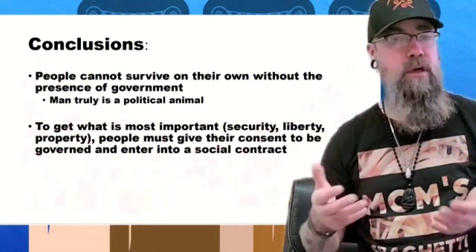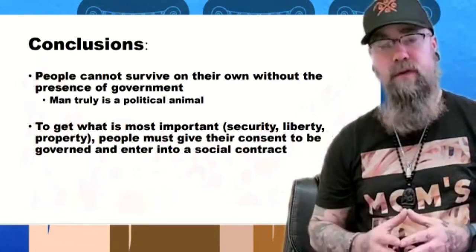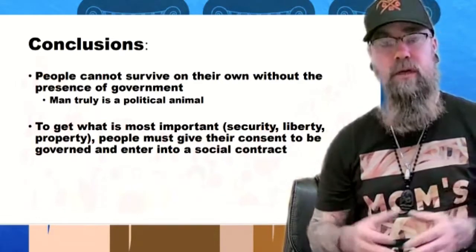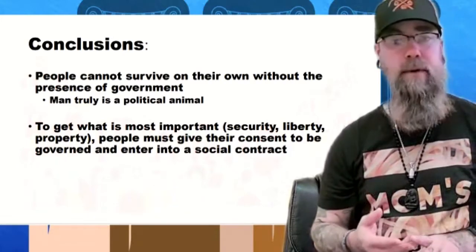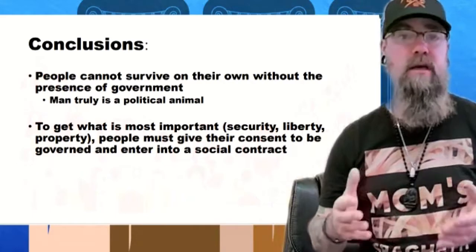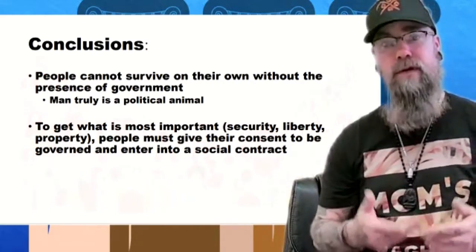Rousseau also said that people cannot survive on their own without the presence of a government. He said that man is truly a political animal, and to get what's most important, which would be security, liberty, and property, people must give their consent to be governed and enter into that social contract with the government.